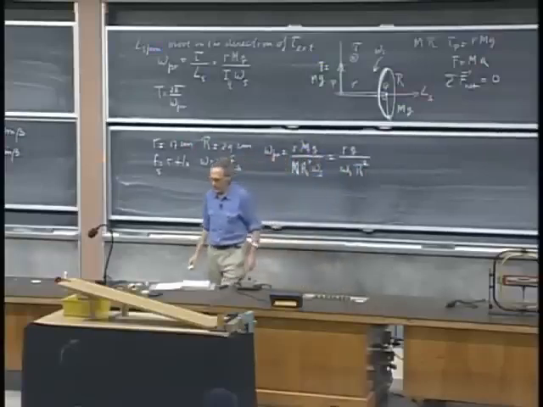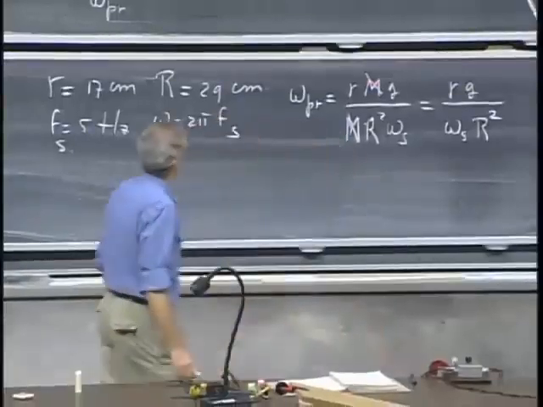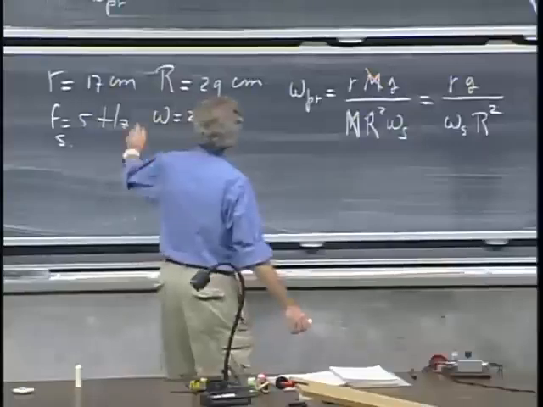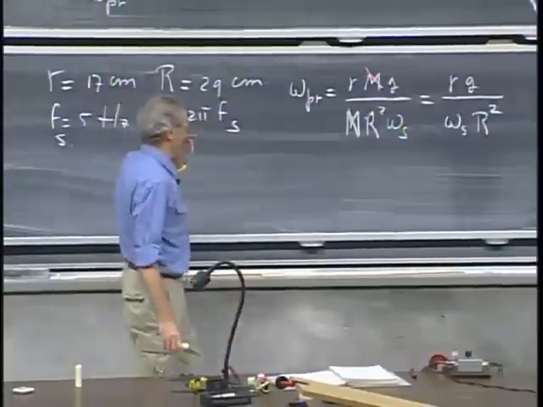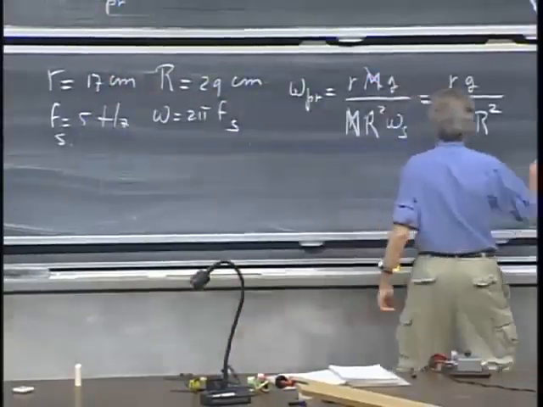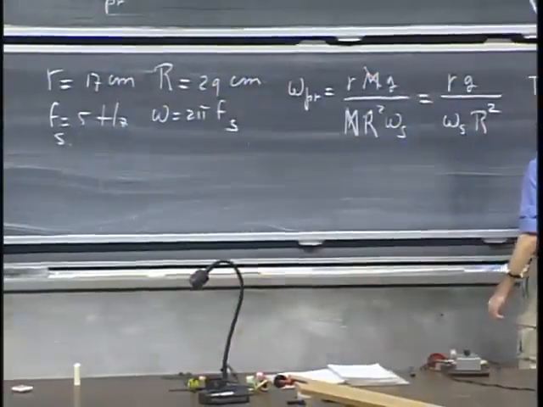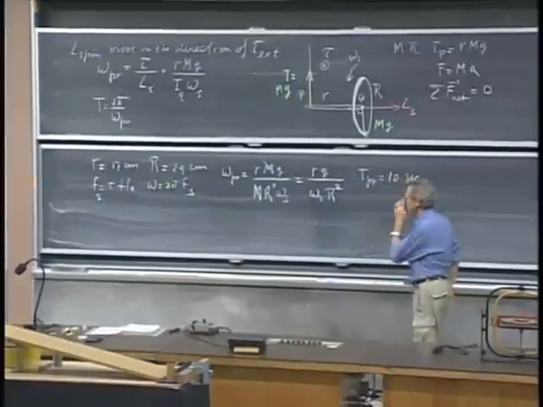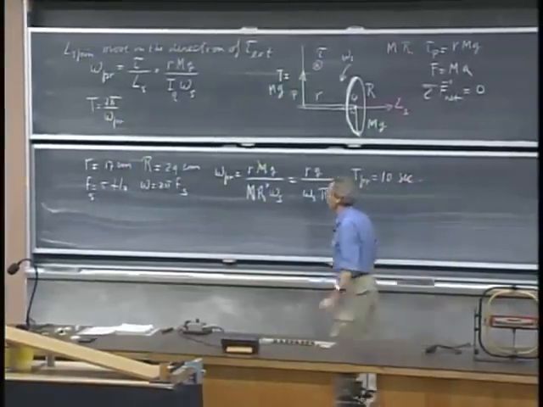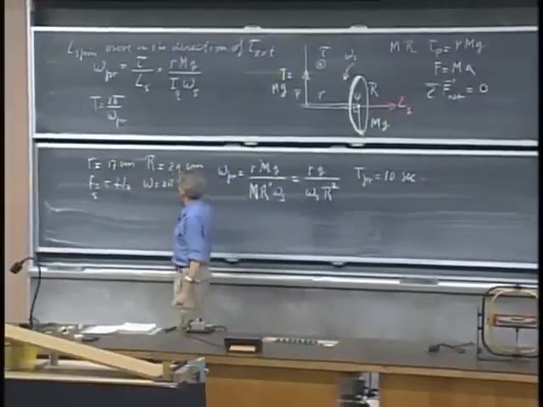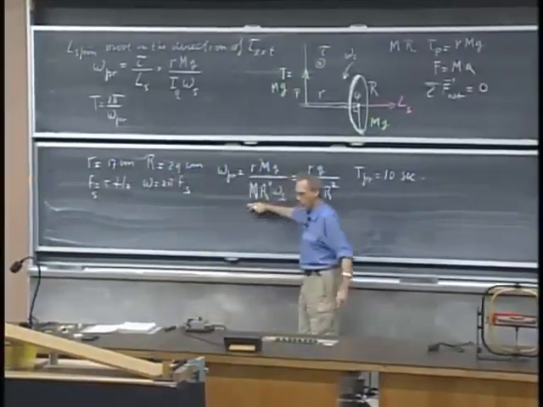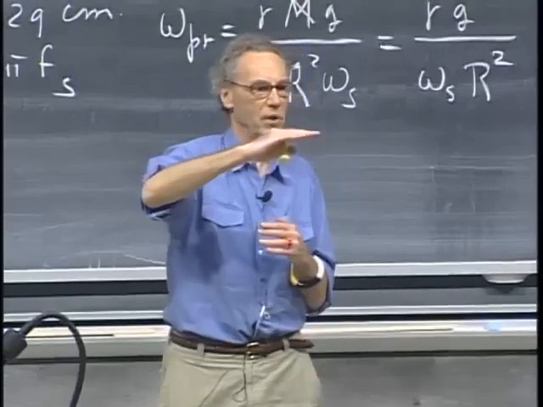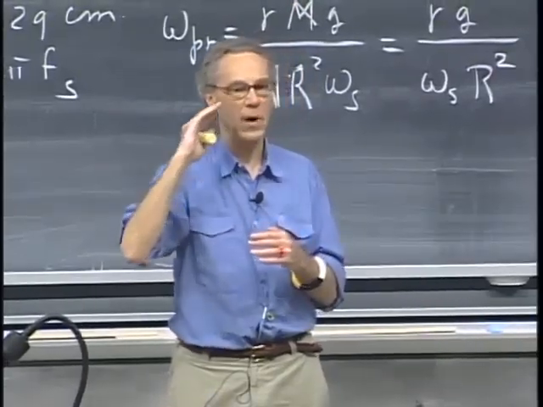That is the angular frequency of the precession, and the period of the precession is 2 pi divided by omega, and you find then for the period of the precession about 10 seconds. So if I gave it a spin frequency of 5 hertz, with these dimensions and with this approximation that all the mass is at the circumference, you would expect that it would precess around very gently in about 10 seconds.